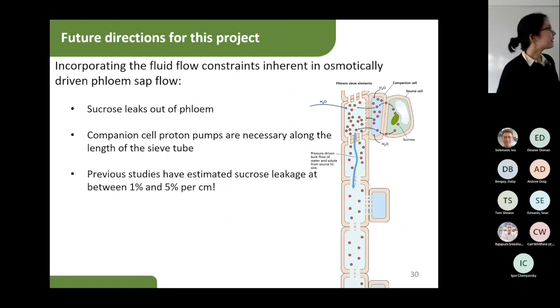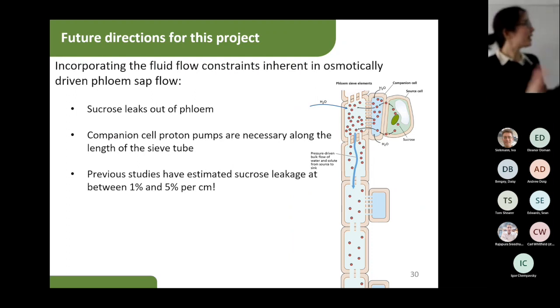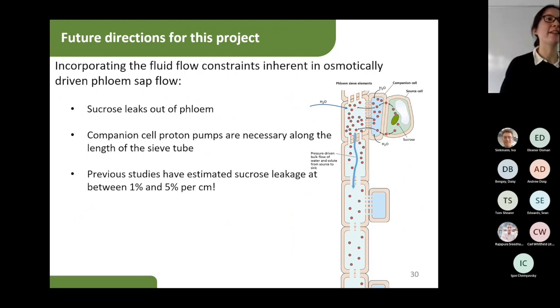So we've been looking at the fluid dynamics of what's happening once it's all in the phloem and makes its way to the sink. Previous studies have estimated sucrose leakage between 1% and 5% per centimeter, though there's not been a huge amount of experimental measurements of that. As you can imagine, 1 to 5% per centimeter quickly trails off to nothing, astonishingly quickly for crops that are potentially a meter and a bit tall. So we expect there's a huge amount of variation there, and 1% might be too high a lower bound.